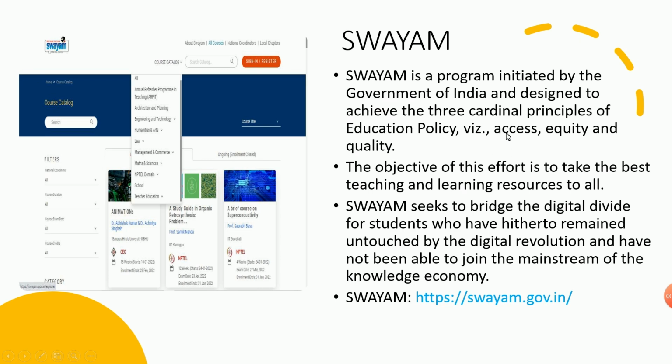Through the Swayam app, anyone can access the courses available in Swayam. It does not restrict you to learning one particular course; you can learn whatever course is available there. Next, equity. Every person has an equal chance of learning through Swayam. Next, quality. The contents are delivered by the staff of highly reputed institutions all over India, IITs, IIMs, IGNOU and so on. The objective of this effort is to take the best teaching and learning resources to everyone.